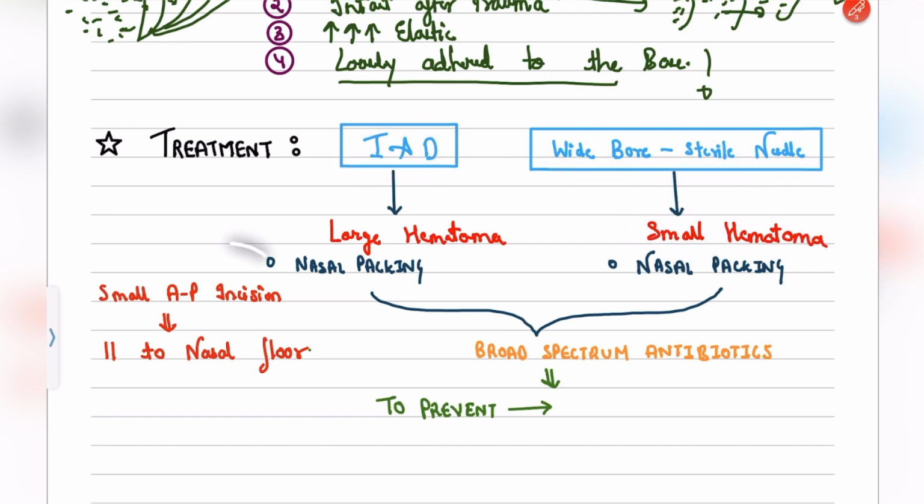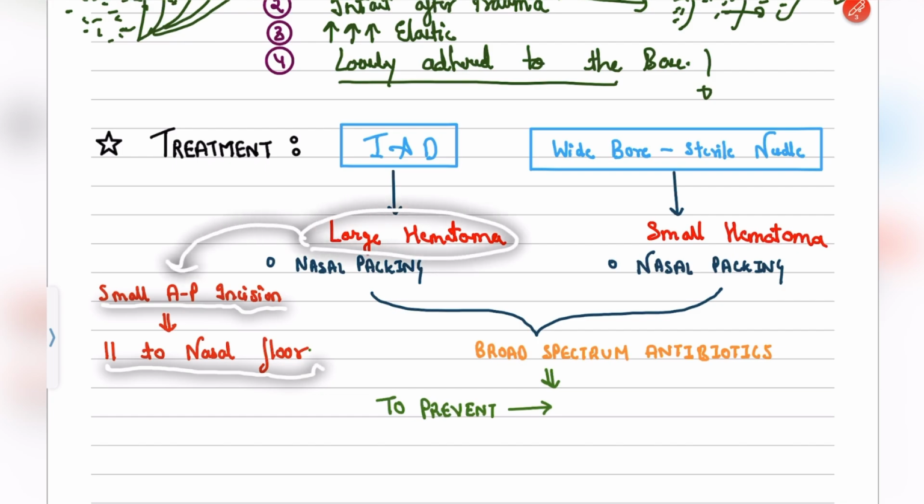What kind of incision do we give in incision and drainage for septal hematoma? The incision is a small anterior-posterior incision which is parallel to the nasal floor. You have to remember these two lines: it is a small anterior-posterior incision which is parallel to the nasal floor. Although the hematoma is large, the incision is small.